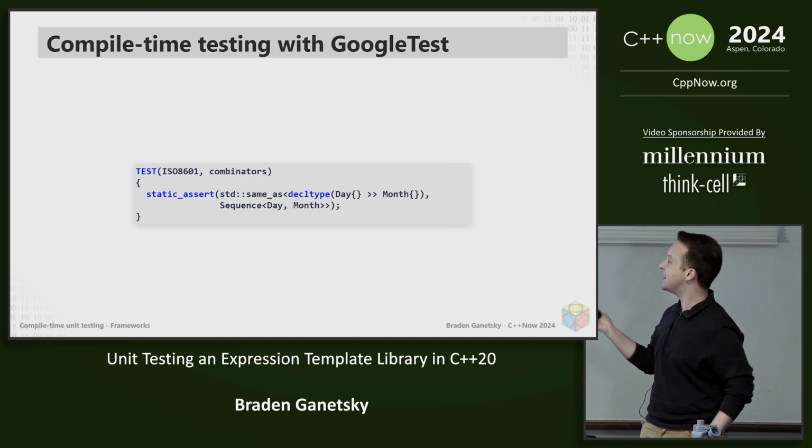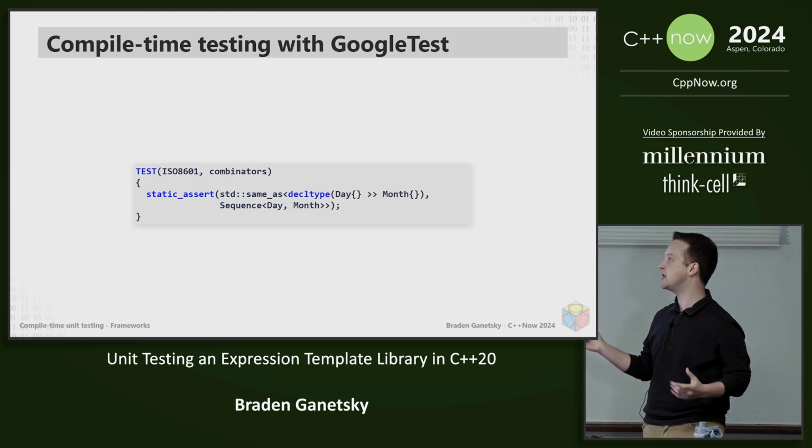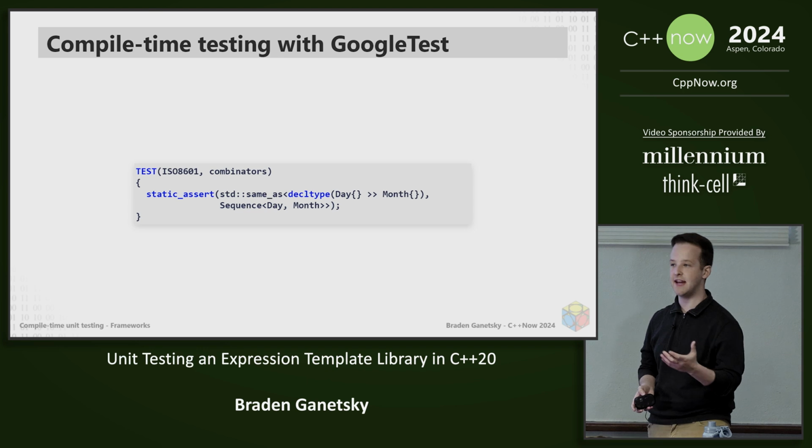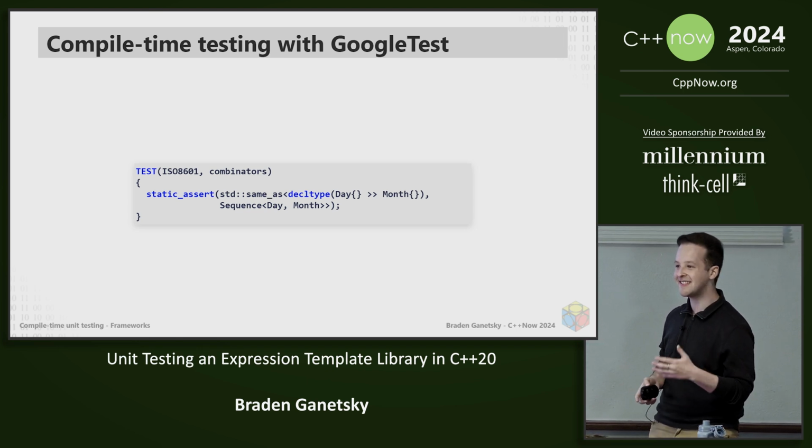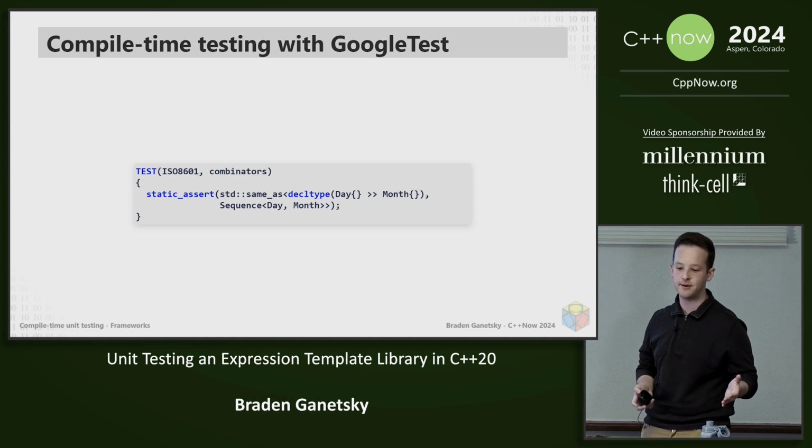I can also test the combinators to make sure that day and month put together ends up being a sequence of day and month. And like, yeah, this is obvious. I want to test it. I want to make sure that the things I claim in my library are the things that actually happen.